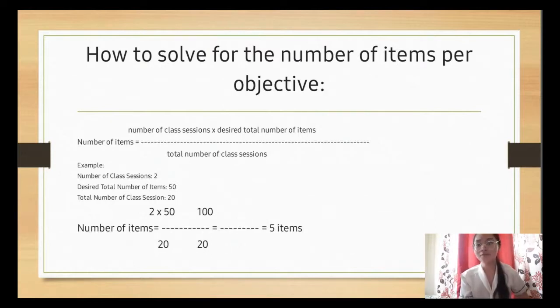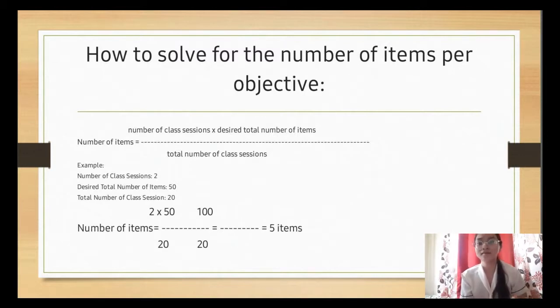So, let's use the formula. Number of items is equal to 2 times 50 divided by 20. So, 2 times 50 is equal to 100, divided by 20. So, 100 divided by 20 is equal to 5. So, the number of items should be 5 items.